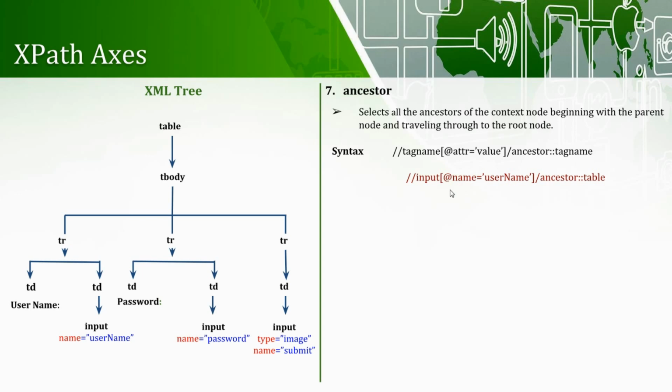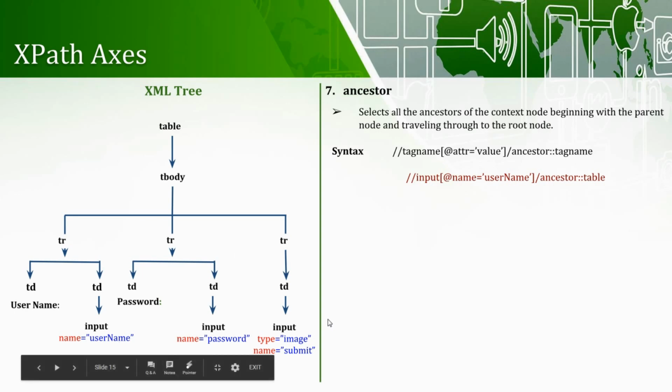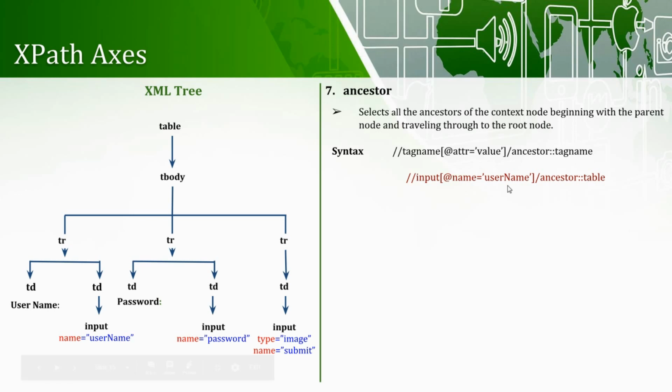Now here is the example that I'm going to explain, which says //input. Now I have 3 input nodes. Under that I'm saying name equal to username. So this will be the node that will act as our current node, that is the username input text box. Then I'm saying ancestor. Now the ancestor of this input is this td, then tr, then table body till the root. You have to move from the parent of the context node till the root node. So td, tr, table body and the table, all 4 nodes will be the ancestors of our context node.